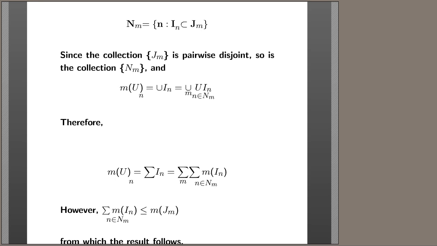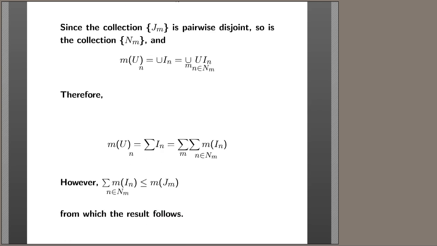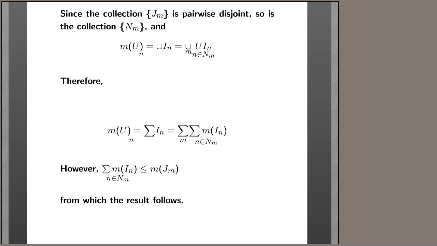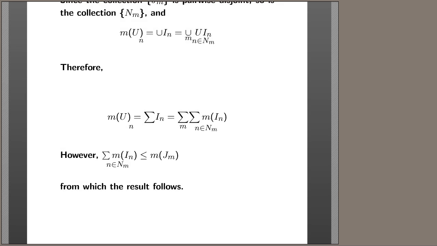And therefore now we bring the measure. Measure of U is equal to the summation of measures of I_N. The measure is missing here, and it is equal to the summation on M of the summation of N belonging to N sub M of the measure of I_N. However, measure of I_N is smaller than or equal to measure of G_M. Why? Because I_N is a subset of G_M.